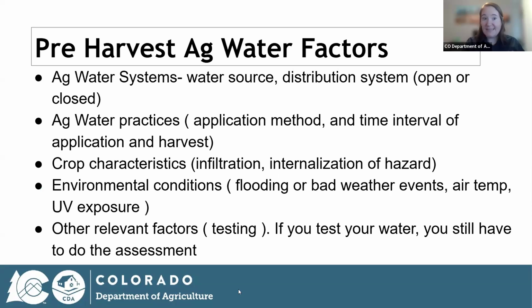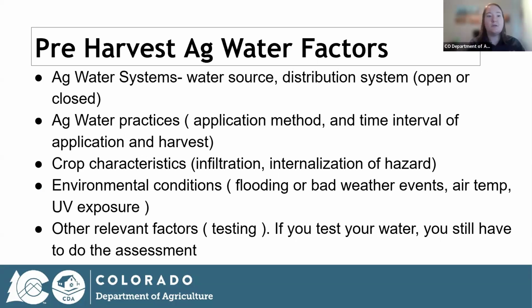As I touched on, there are certain factors you have to consider with your pre-harvest ag water. Here are some of them, the ones they have outlined. One of them is the ag water system. What's your water source? Is it well? Is it surface? Is it municipal? How are you distributing that water?